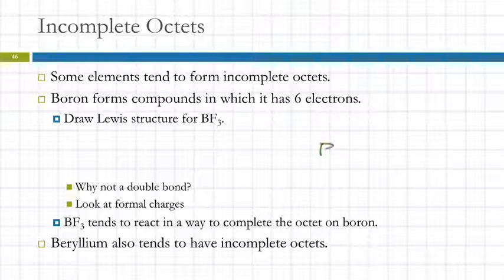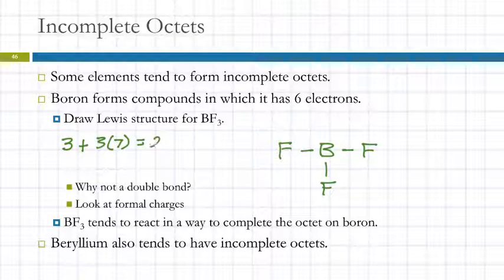So put boron in the middle, and the fluorines around it. This is going with symmetry and with more electronegative on the outside. So number of electrons, how many valence electrons does boron have? 3. And fluorine has 7, and there's 3 of them. 3 times 7, 21, plus 3, 24. So we've got 2, 4, 6, 8, 10, 12, 14, 16, 18, 20, 22, 24.